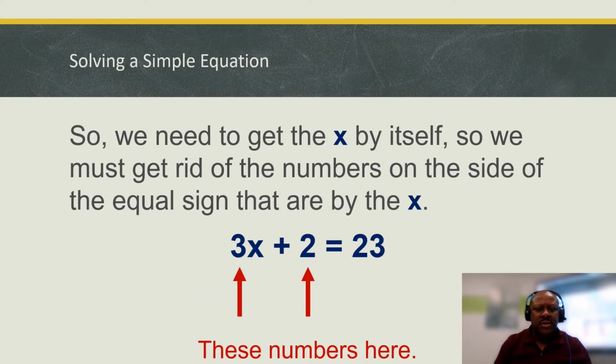So what we need to do here is get that variable x by itself. So we must get rid of the numbers on the equal sign that are by the variable x. So that's the number 3 and the plus 2. We need to get rid of both of those items in order to get that variable x on the left side by itself. So how are we going to go about doing that?